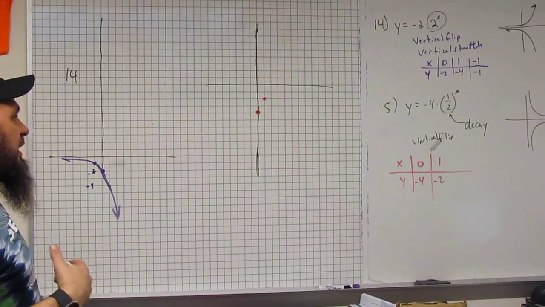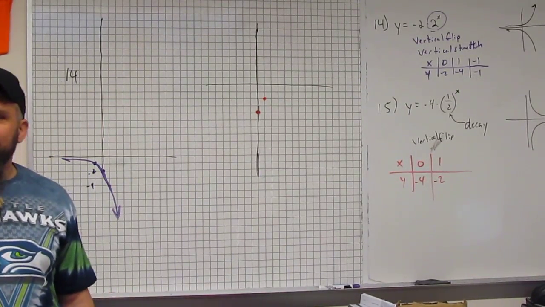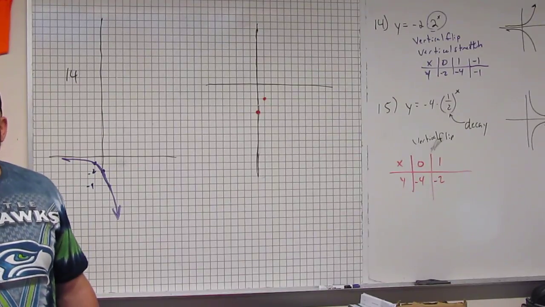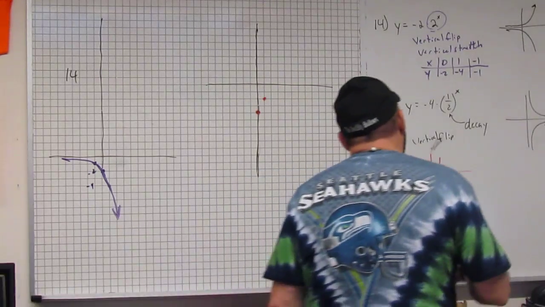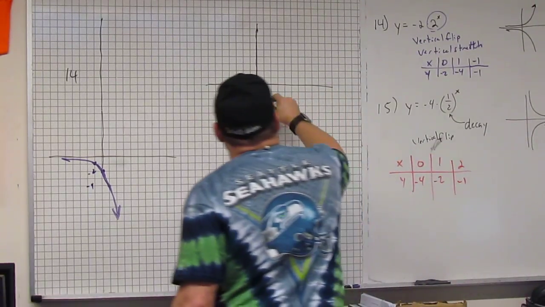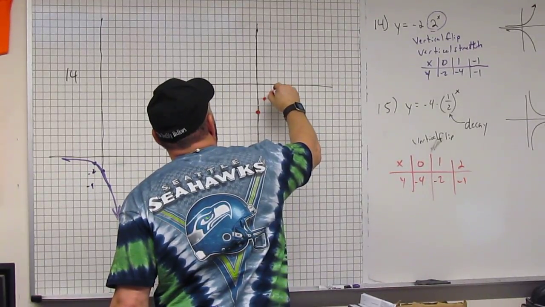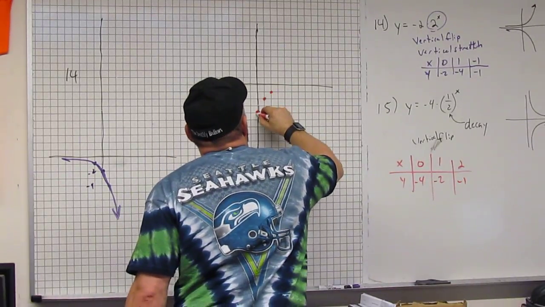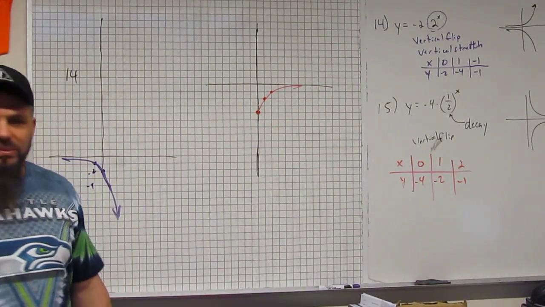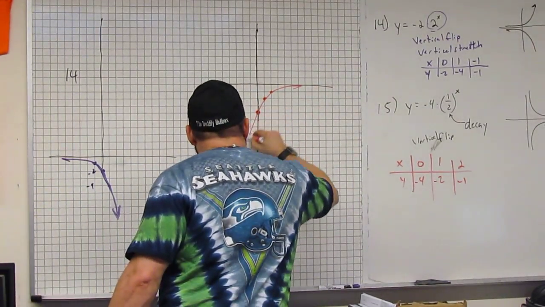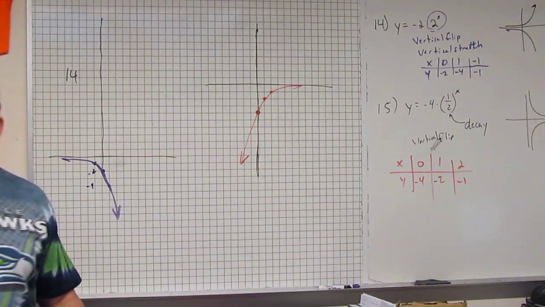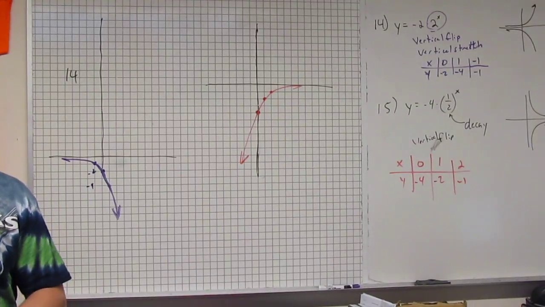So where are we going to be at 2? Well, what's 1 half times 1 half? 1/4. What's a fourth of negative 4? Negative 1. So we're finally going to be at negative 1. And what's going to happen here is it's going to go down towards nothing. Right? And what's going to happen up here is it's going to go towards negative infinity. Okay? So it's decaying.